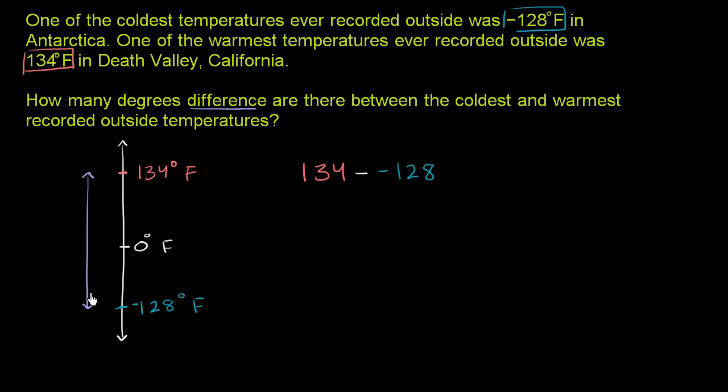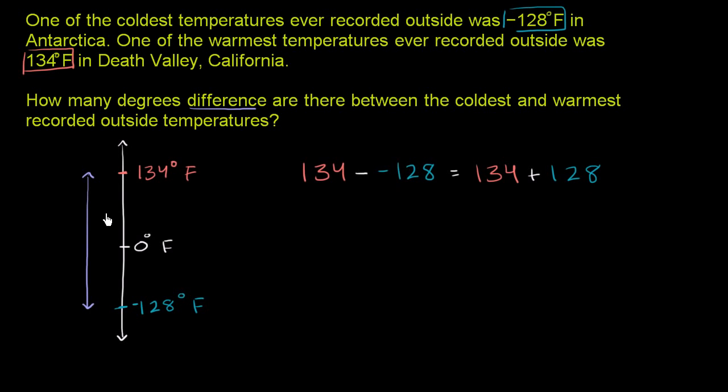Now there's several ways to think about it. One is we know that if you subtract a negative number, that's the same thing as adding the positive of that number, or adding the absolute value. So this is the same thing. This is going to be equal to 134 plus positive 128 degrees.